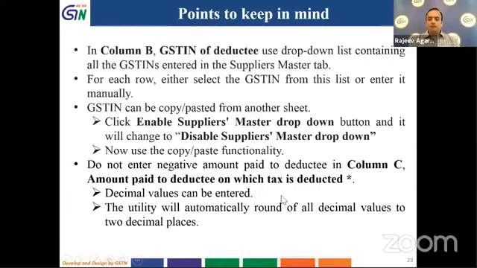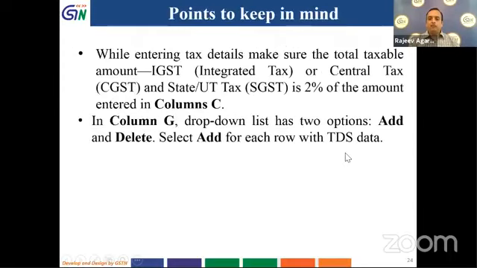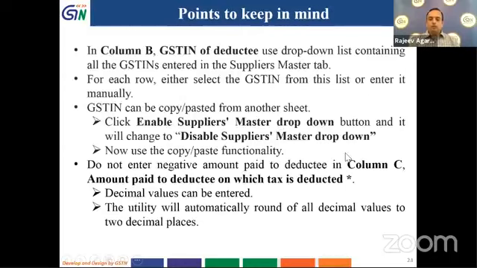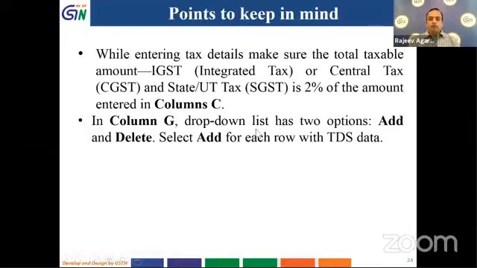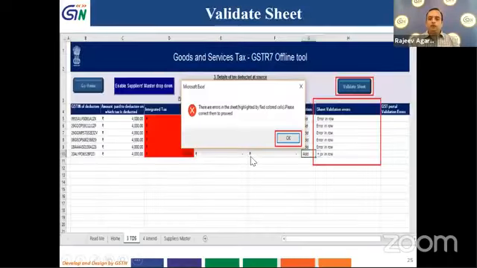Now you can enter decimal values and it will be automatically rounded off, and you cannot enter any negative value in the column C. So we'll see the column C again. In this you cannot enter any negative values. So this changes to disable if we want to use the copy paste functionality. If it is enabled, this will fetch data from the supplier master and you can select one of the data. Then we have to be careful that the total tax amount which is entered is 2% of the amount entered in column C. And then we have to select add and delete button as we have already seen.